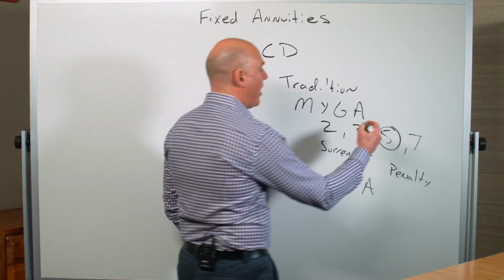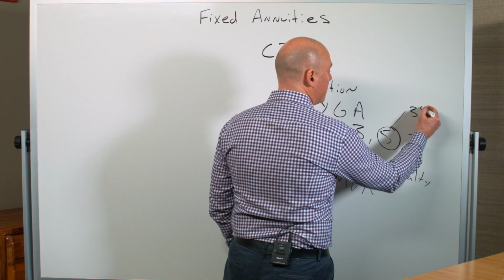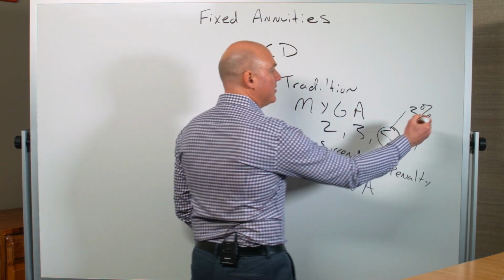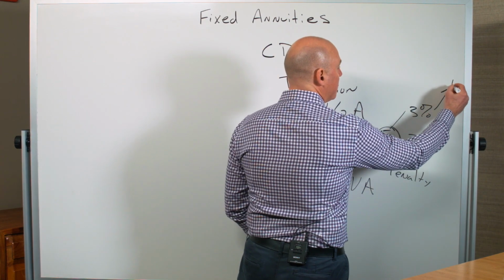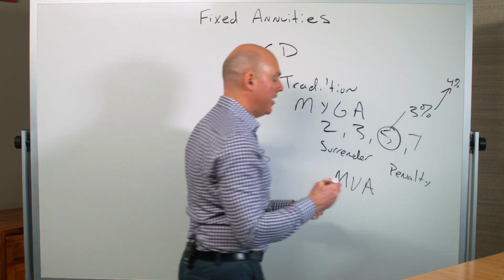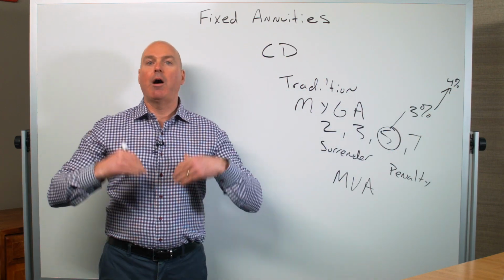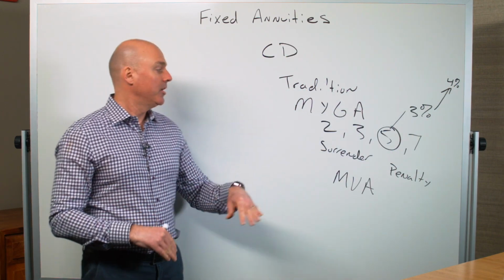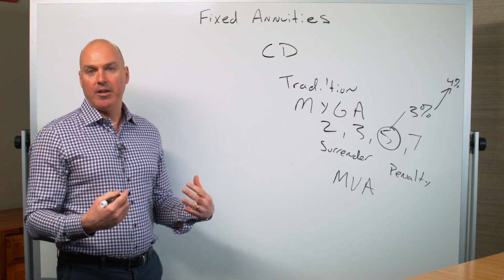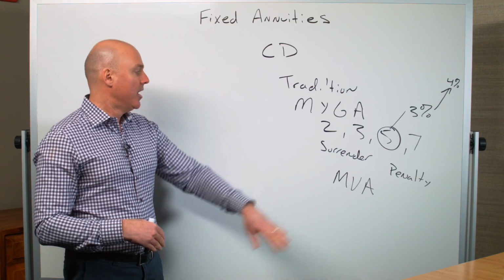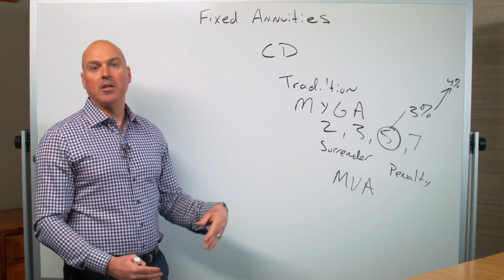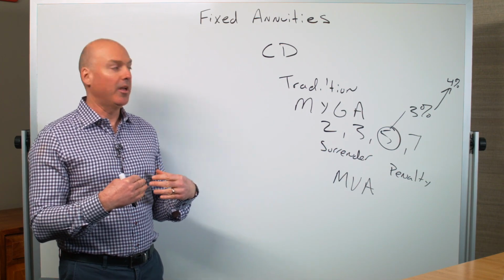So if you bought a 5-year MYGA and it was paying 3% today, and interest rates sometime during that went up to 4%, and you needed to take your money out early because rates are now higher than they were when you put that money in, you're probably going to have a negative market value adjustment. And that's going to mean that not only could you get hit with that surrender penalty, but you could also lose a little bit of principal as well.